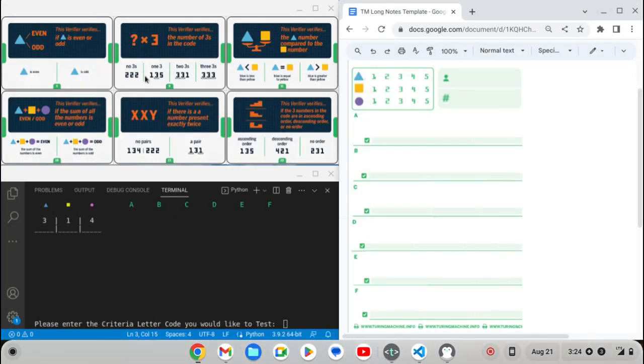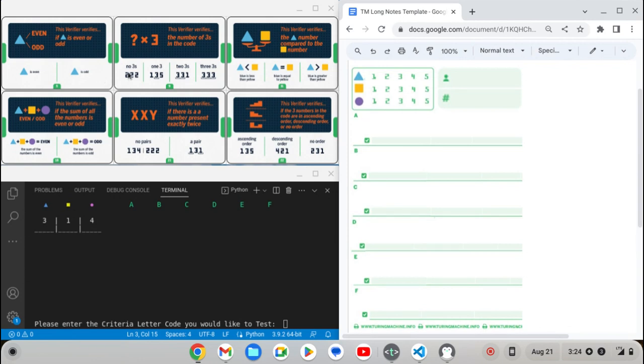So in the grid above, we've got our 6 criteria cards. On the top row, we've got criteria card A, criteria card B, and criteria card C. On the bottom row, we've got criteria card D, criteria card E, and finally criteria card F. Criteria card A looks at our first digit, the triangle digit, and the Turing Machine will let us know whether its value is even or odd.